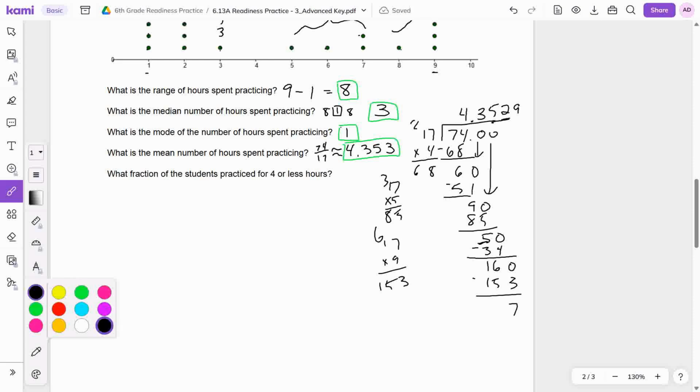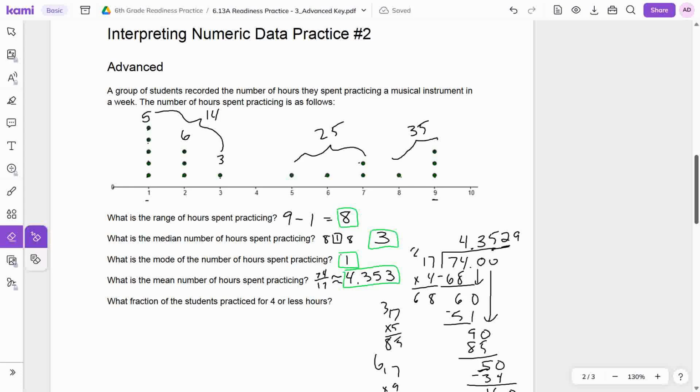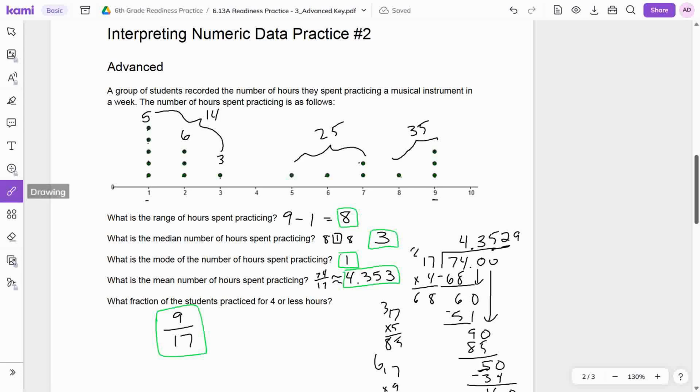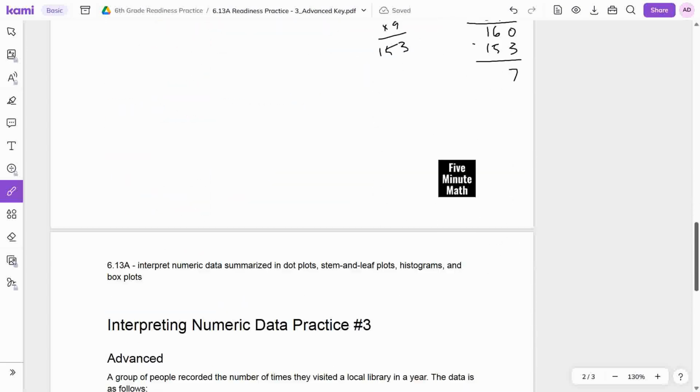And then what fraction of the students practice for 4 or less hours? Let's see how many we actually have. 1, 2, 3, 4, 5, 6, 7, 8, 9. There we go. That 14 seemed a little bit too large. 9 out of our total of 17. 17 is prime, so we can't do anything with that. All right, so that is our second problem.